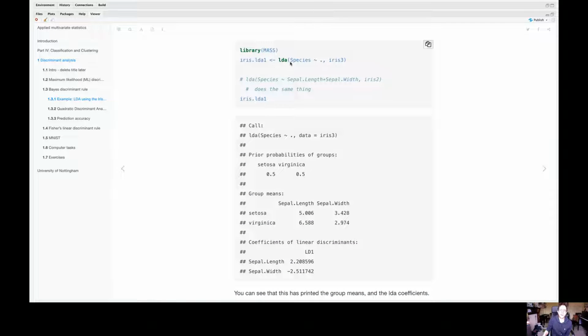This LDA command says what is our class label, so that is species in this case, and what are the covariates, everything else. So I've done species tilde dot to mean all the other covariates, given the data frame iris3, and that gives me an object back. Another way of doing this, we could have said LDA of species tilde sepal length plus sepal width. So just explicitly say what covariates to use in our linear classifier.